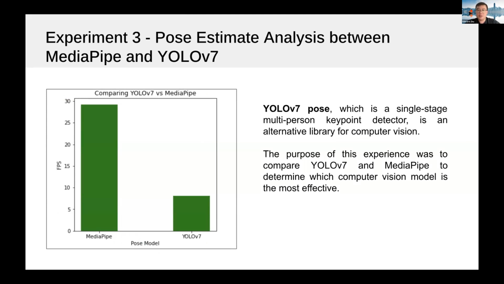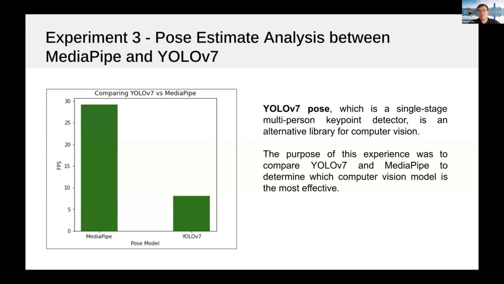But YOLOv7 is multi-person, while MediaPipe can only detect one single person. So in this experiment, what we did is that we basically passed a few images into both of these computer vision models, to get 2 videos. I wanted to see which of them had the output with higher FPS, or frames per second.